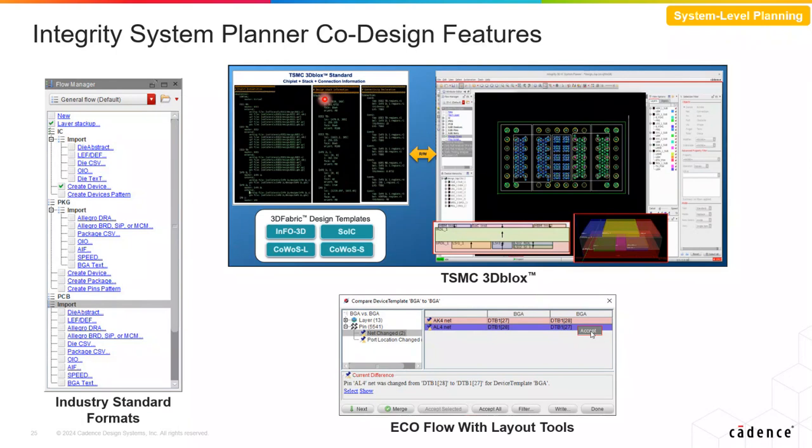We also work with a large foundry company, for example, TSMC. TSMC is developing 3D Blocks, which is a kind of code-based planning, and we support this 3D Blocks code. Our Integrity System Planner can read these 3D Blocks codes, then automatically generate all the stacks and the floor plans with the 3D Blocks. We are also working with Samsung Foundry. They are developing a very similar one called 3D Codes. So our Integrity 3D-IC also supports Samsung Foundry's 3D Codes.